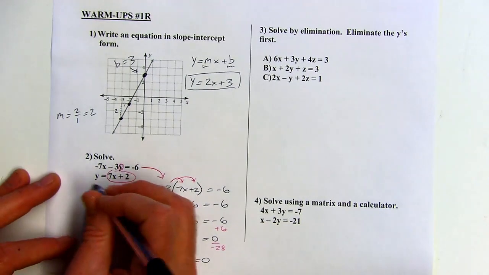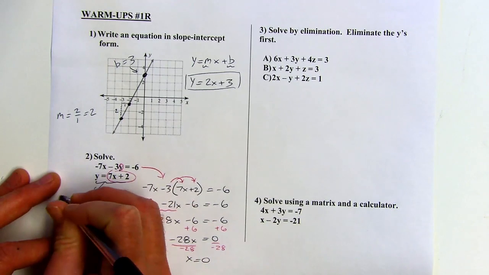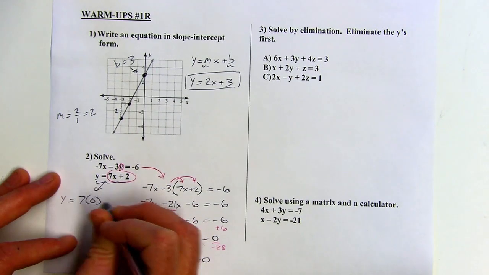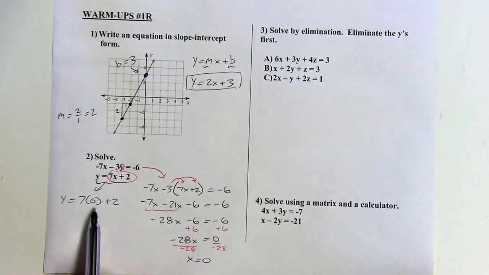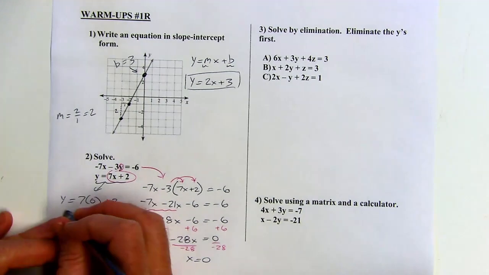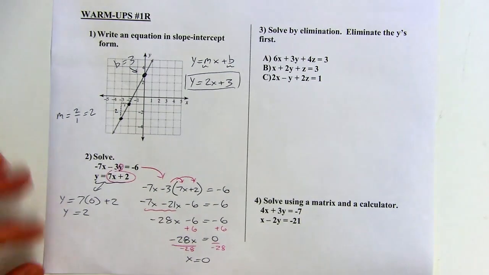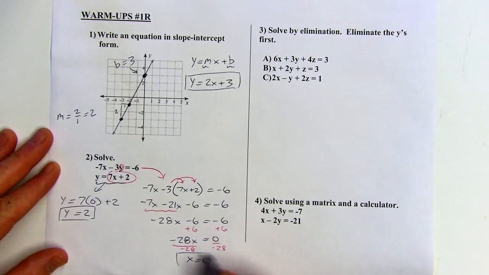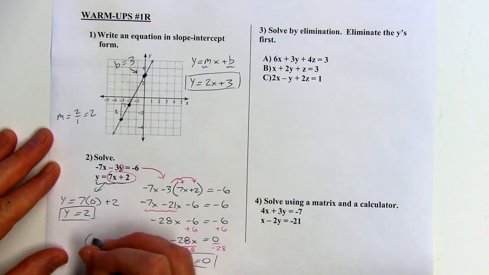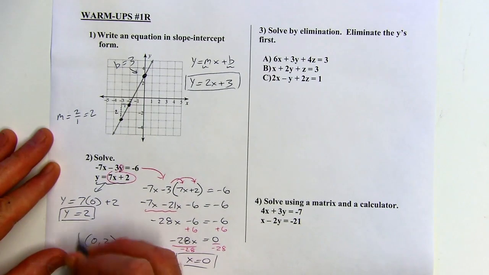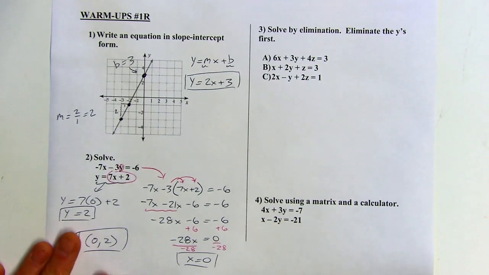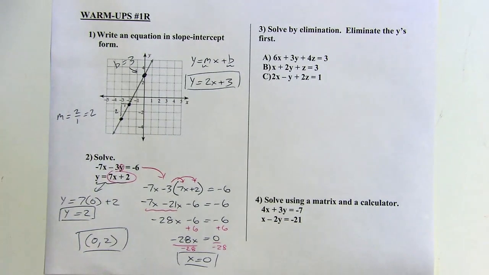It doesn't matter which one. I'm going to use the bottom one here. I like that one because the y is already isolated. And I'm going to plug in 0 for x. So 7 times 0 is 0. That means y equals 2. So my solution, you could say what x and y equals. You could also write an ordered pair, right? This would also be the solution. Okay. All right. So that was a system with 2 equations and 2 variables.